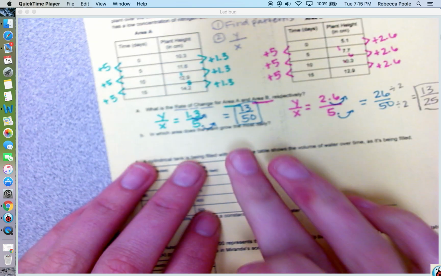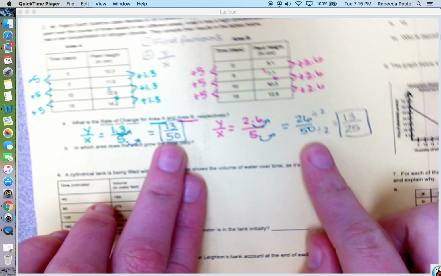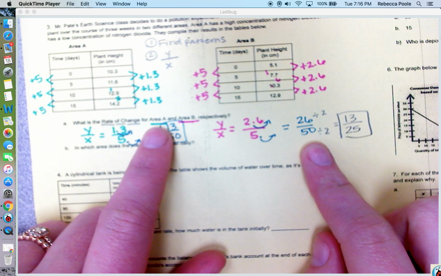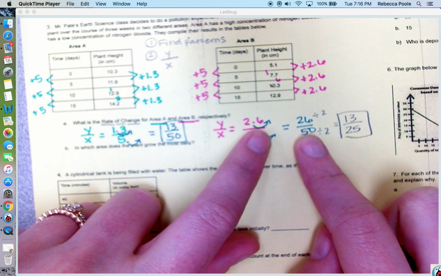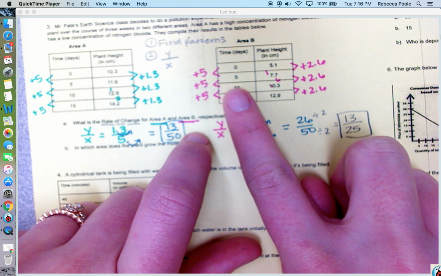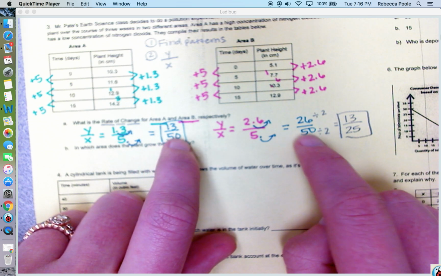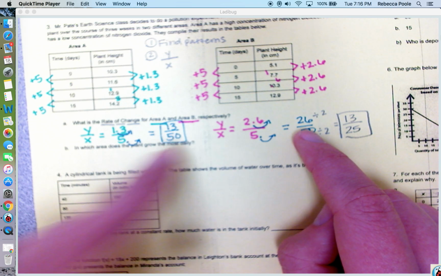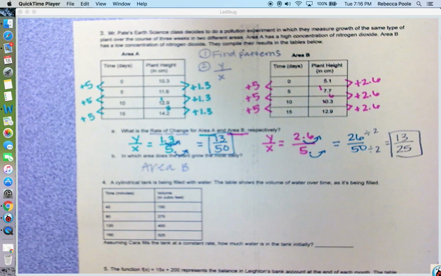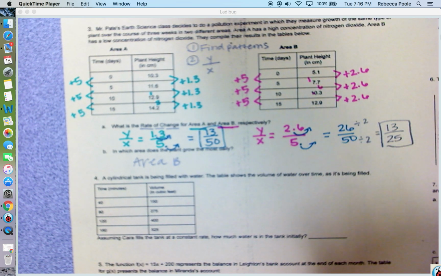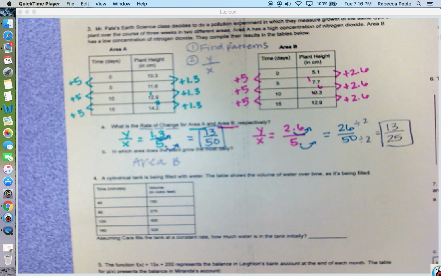All right, now let's look at this. In which area does the plant grow the most daily? I want you to look at your two fractions you got. So this one is growing 13 inches in 50 days, right? And this one's growing 26 inches in 50 days. So which one grows more? Is it growing more if it goes up 13 inches or if it goes up 26? Because the denominator's the same. Good. So it's growing more in area B. It's getting bigger. It's going up by 2.6. This one's only going up by 1.3. So this one is getting bigger. It's growing the most.